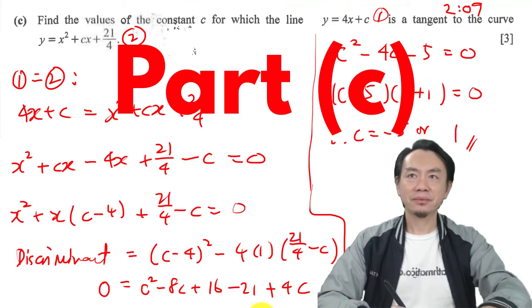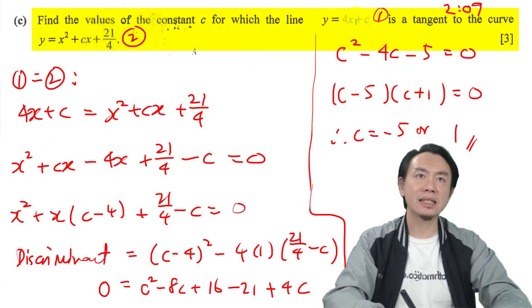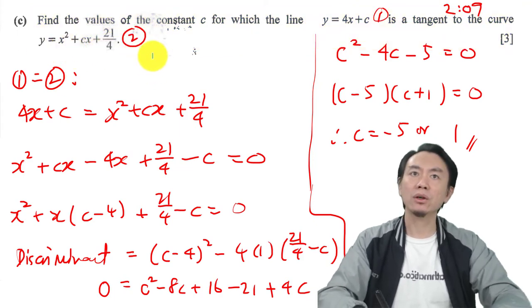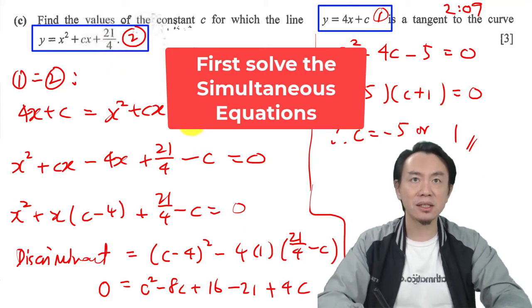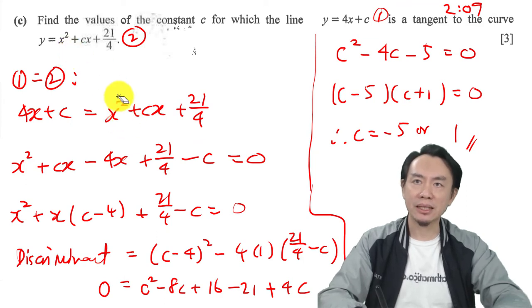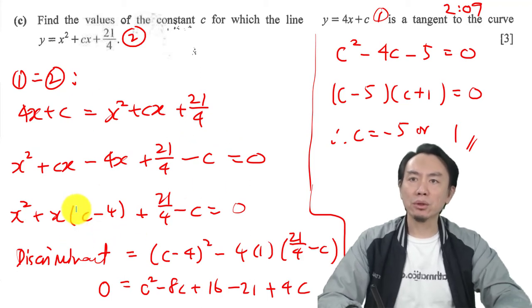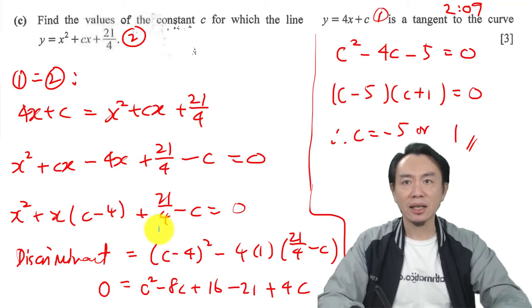Part C. Find the values of the constant c for which the line y equals 4x plus c is a tangent to the curve y equals x squared plus cx plus 21 over 4. If this is equation 1, this is equation 2, I will solve simultaneously first. So 4x plus c equals x squared plus cx plus 21 over 4. Now, of course, if you can solve it to the end, we will get the value of x at which they intersect, right?